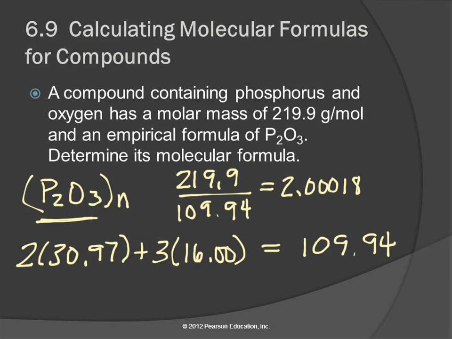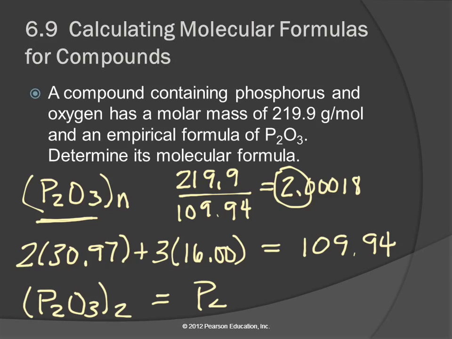These numbers are not going to come out exactly because this is from an experiment and there's always some error. But that is definitely close enough that we can round that to 2. So we're going to call that 2. That tells us that the actual formula contains 2 empirical formulas. So we just multiply the subscripts by 2 and we end up with P4O6. And that is the actual molecular formula. A molecule of this compound has 4 atoms of phosphorus and 6 atoms of oxygen.